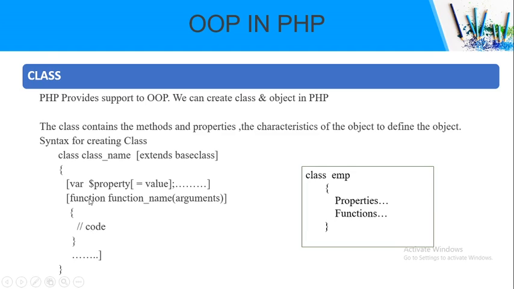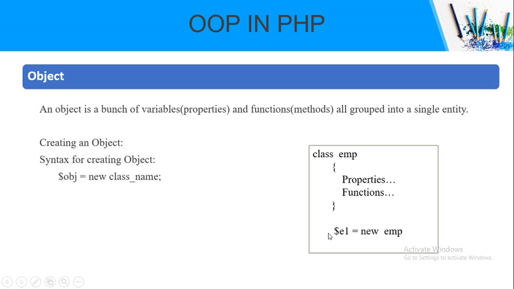First you use the function keyword, then the function name. Then next is the argument list if necessary, and here you can define the code of the function which is executed at runtime. This is also an optional part, and then close the bracket for the function and also the class. One example for creating a class: class emp. You create a class emp, then in the opening bracket you can declare the properties, meaning the variables, and also functions, and then close the bracket.